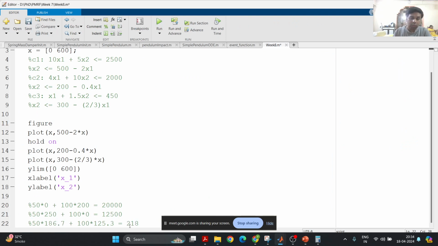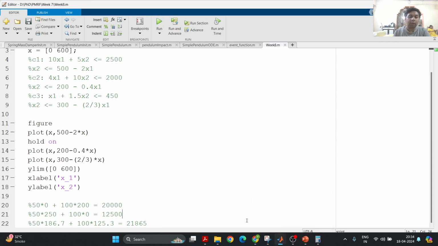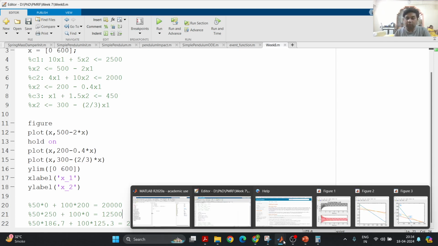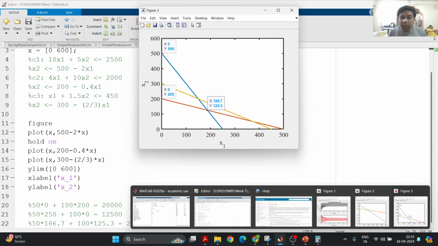So the profit value is actually greatest for this corner point. That's why the optimum solution will be this corner point. In some cases, it may happen that one of the corner points where one of the design variables is 0 is also the optimum solution, but in this case it is not so. So this is how we can solve this problem graphically using MATLAB.